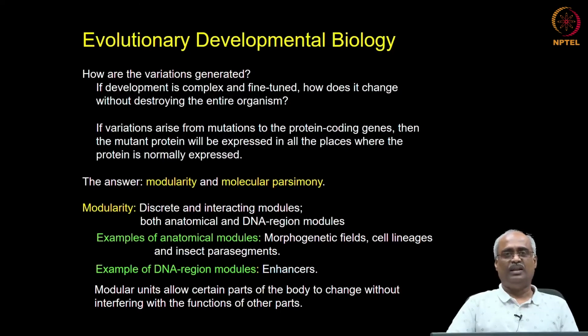Okay, for example, if a protein is involved in height and a mutant version of that protein is going to increase or decrease the height, will that protein not have an impact on the rest of the embryo development other than height? Okay. So the advent of molecular biology does not provide a straightforward answer to this question of how variations are generated.